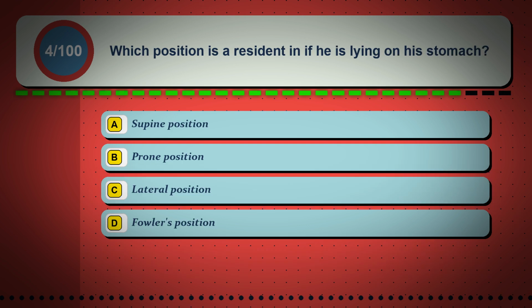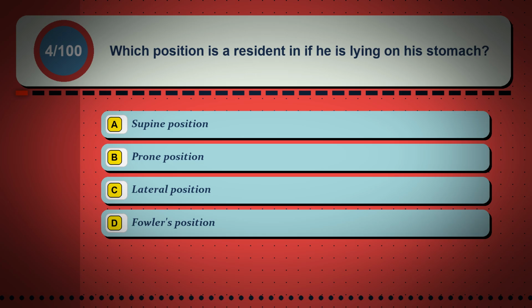Question 4. Which position is a resident in if he is lying on his stomach? Option A. Supine position. Option B. Prone position. Option C. Lateral position. Option D. Fowler's position.